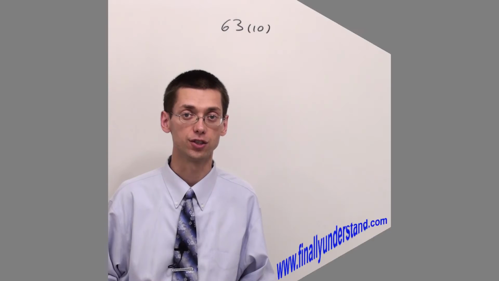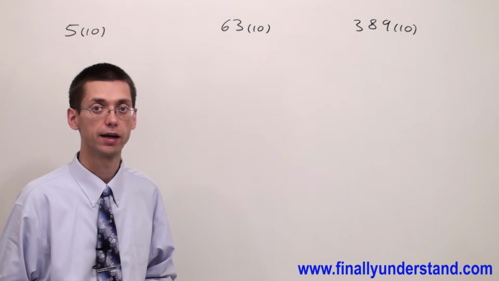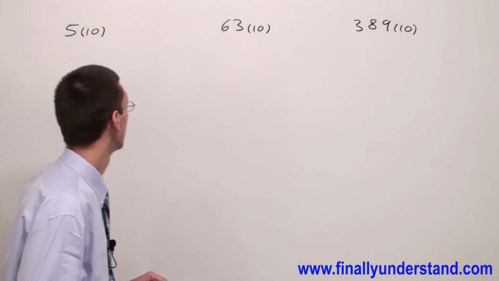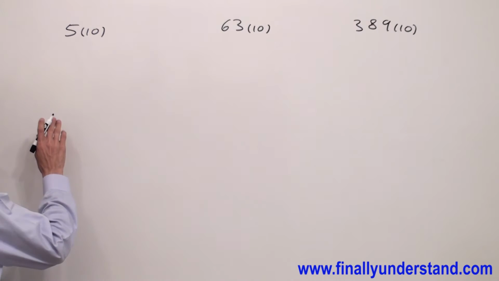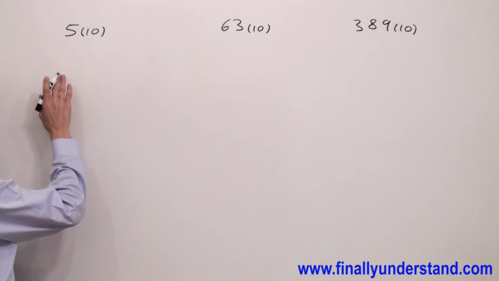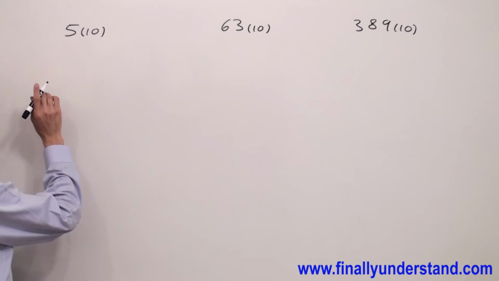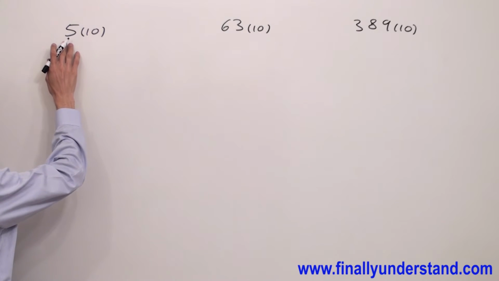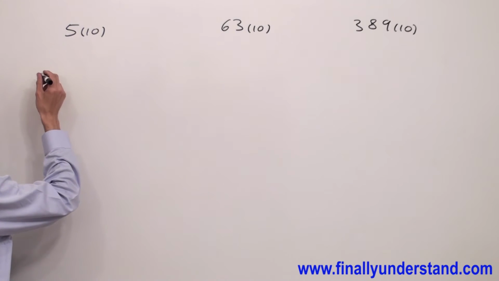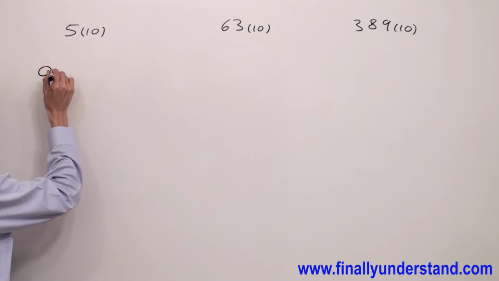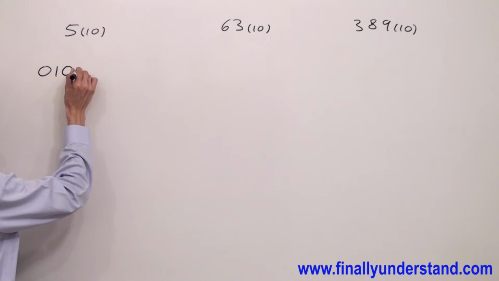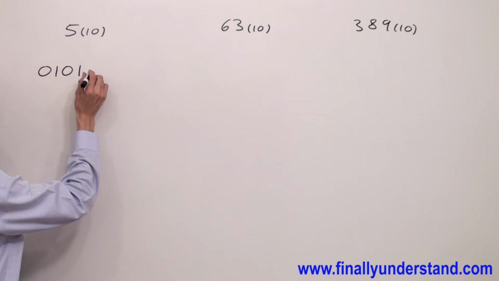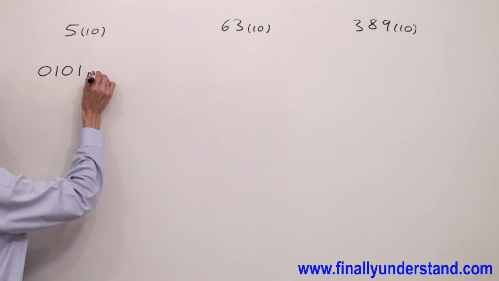This time we're supposed to convert a decimal number to BCD code, binary coded decimal. How are we supposed to do that? You're supposed to convert every single decimal digit to 4 binary bits. So 5 in binary is 0, 1, 0, 1. And this is going to be BCD.